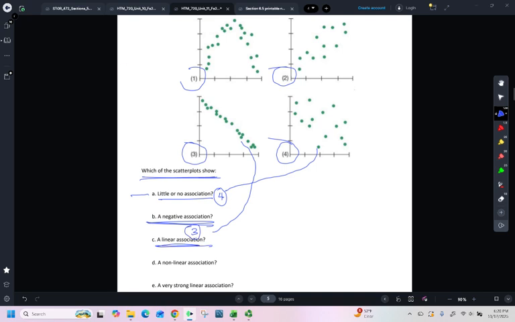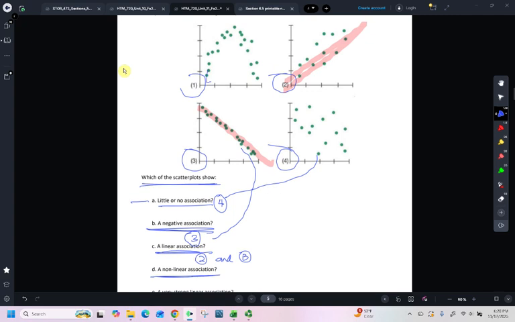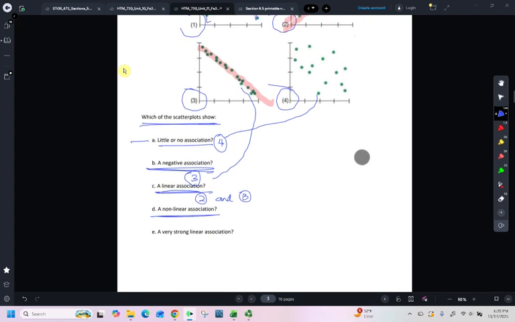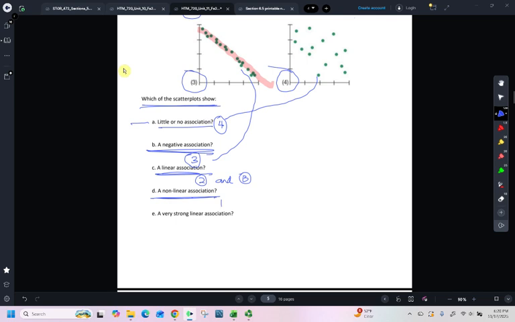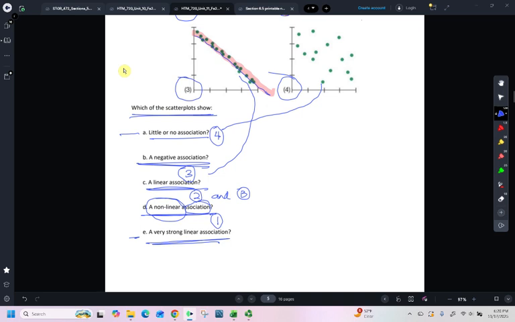And what about a linear association? Well, I can see a linear association in 2 and 3. So I'm going to say 2 and 3. Then what about a non-linear association? What do you think? I see a curved one here. So I would say 1. That means there's an association. It is just not linear. The last one says, what about a very strong linear association? That means it is linear and the points are tightly clustered together. So that would be 3.